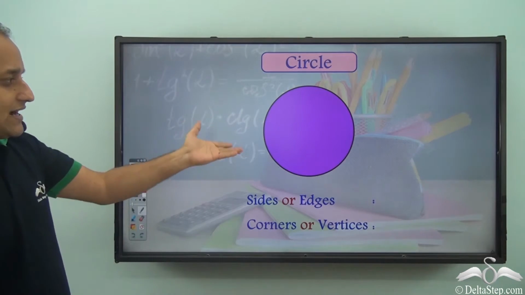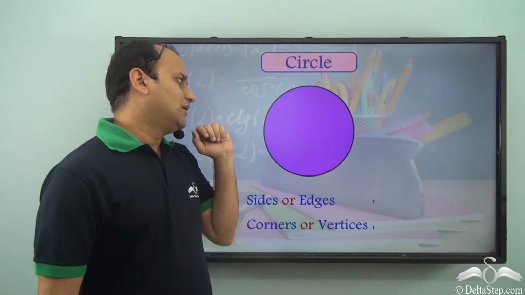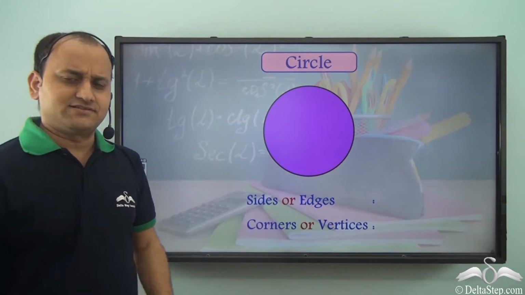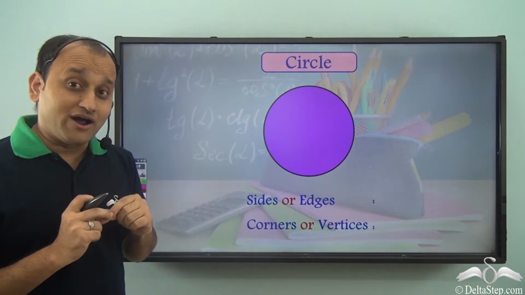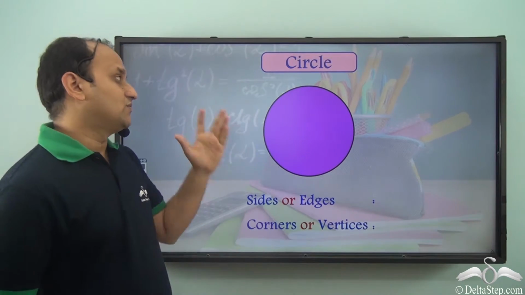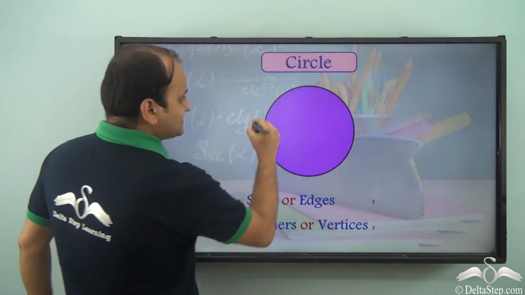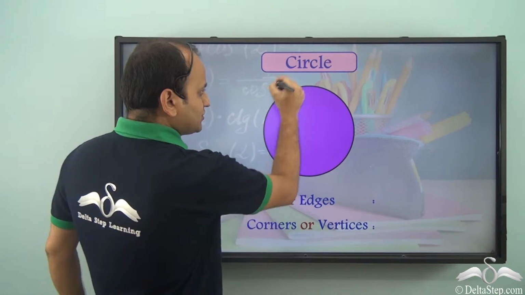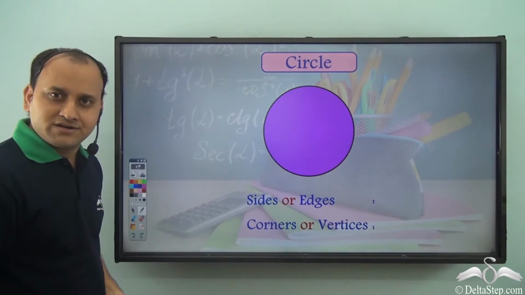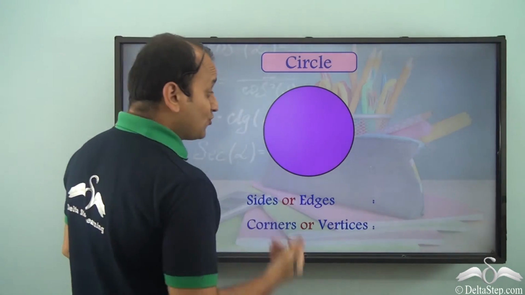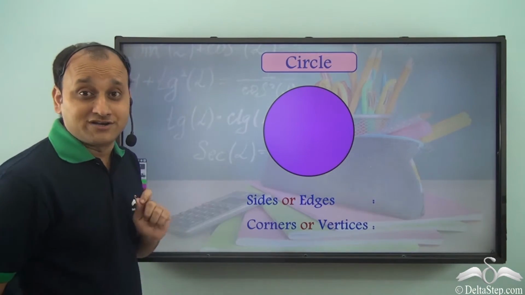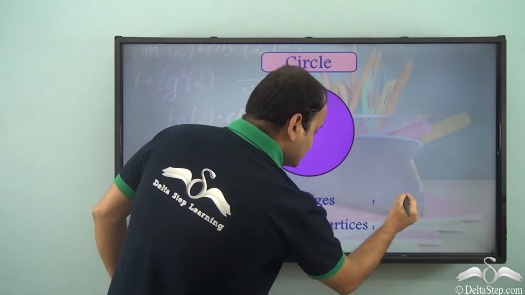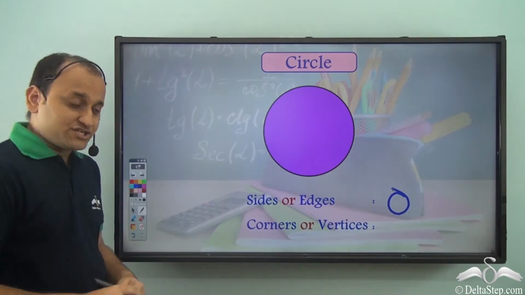Now let's have a look at a circle. Can you find any sides? What is the definition of a side? Well, it joins 2 corners. In case of a circle, it's round, so it has no corners. And as it has no corners, there are no lines joining the corners. So we have 0 sides or edges.